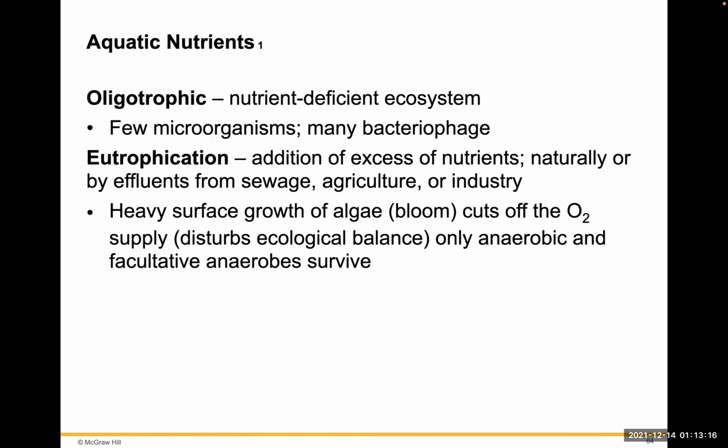So, the aquatic nutrients: oligotrophic ecosystems are nutrient deficient. There are few microorganisms, but there are many bacteriophages that live in those zones. Eutrophication is the addition of excess nutrients, naturally or by effluent from sewage, agriculture, and industry dumping different nutrients into those layers. Heavy surface growth of algae can occur, which is called a bloom, cuts off the oxygen supply, and disturbs the ecological balance. Only anaerobes or other facultative anaerobes survive.